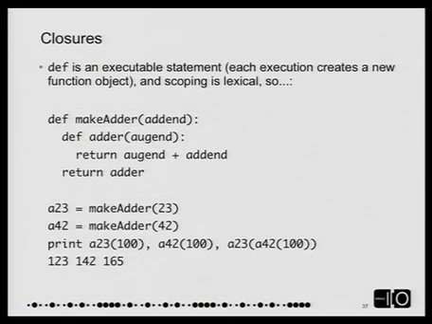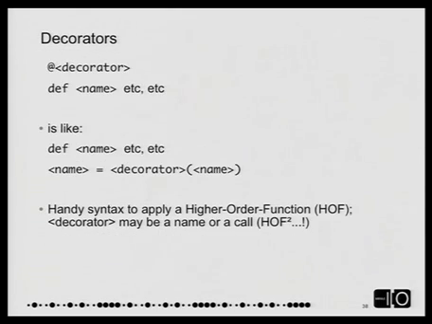So we can print a23 of 100, a42 of 100, or compose them. They're totally independent now, because every time the inner def runs, it builds a new function object. The two don't interfere, so we have the expected results.